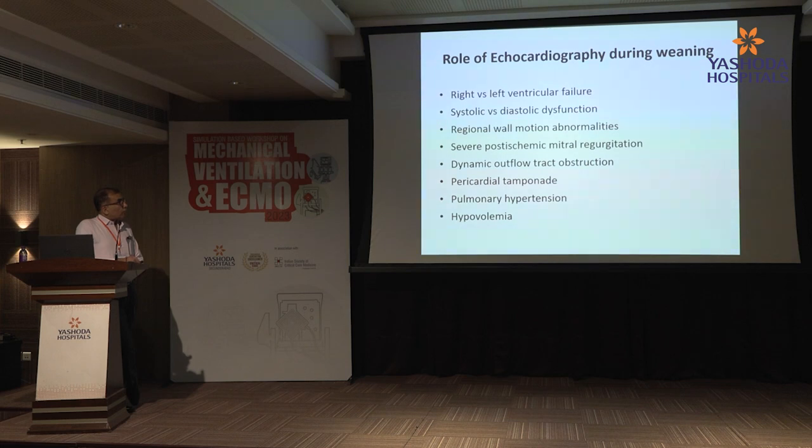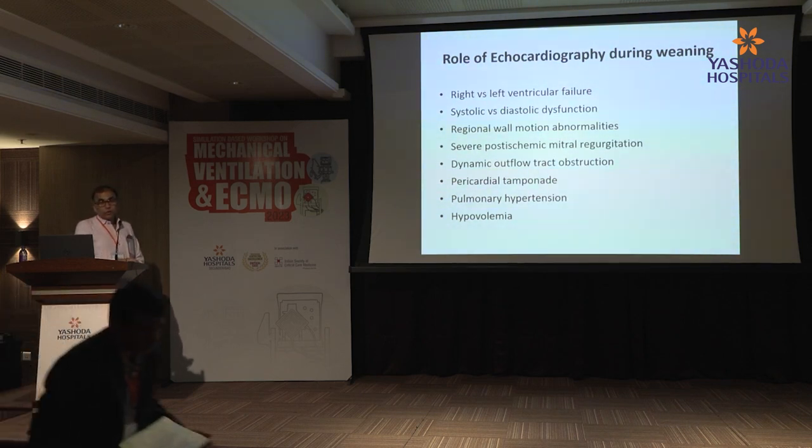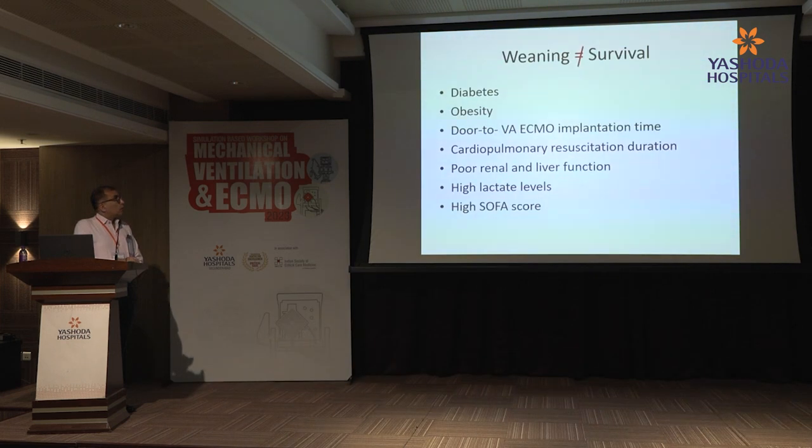If there is development of any new regional wall motion abnormality, or there is mitral regurgitation, if it is severe, this will definitely obstruct your weaning. Or there is any dynamic outflow obstruction, where we need to stop or reduce any vasopressors or inotropic support. If the patient has developed a pericardial tamponade, the patient was doing fine, but when you evaluated, you found a significant pericardial tamponade, and if you drain it, the cardiac function will improve. Or the patient has developed pulmonary hypertension, or there is hypovolemia. Sometimes this is the cause of failure. So echocardiography will be very helpful when you are weaning your patient, as you are trialing off your patient and planning for it.